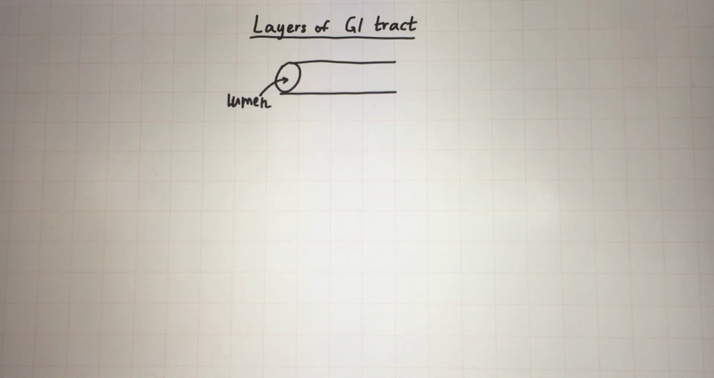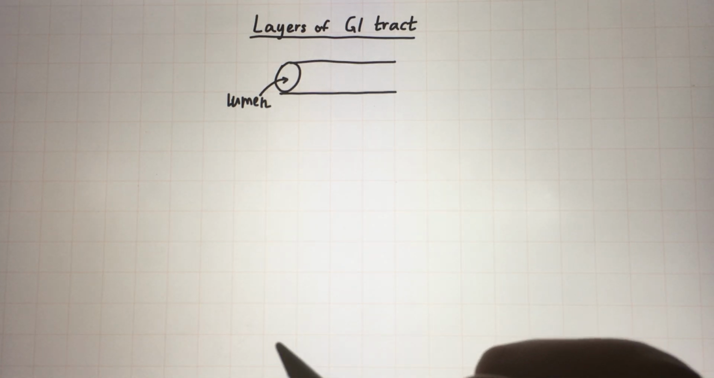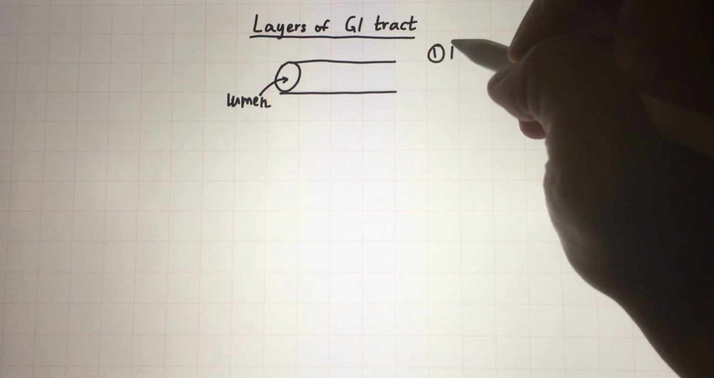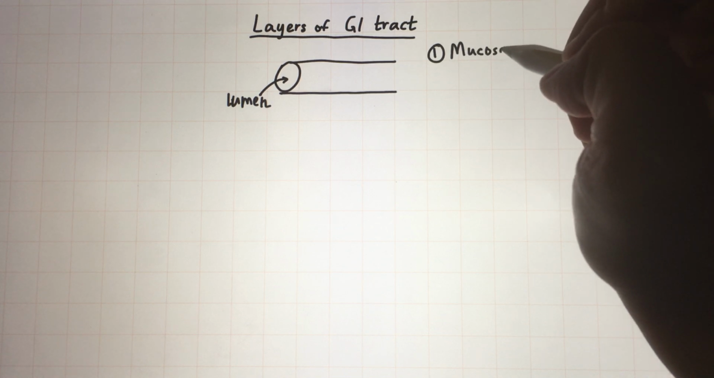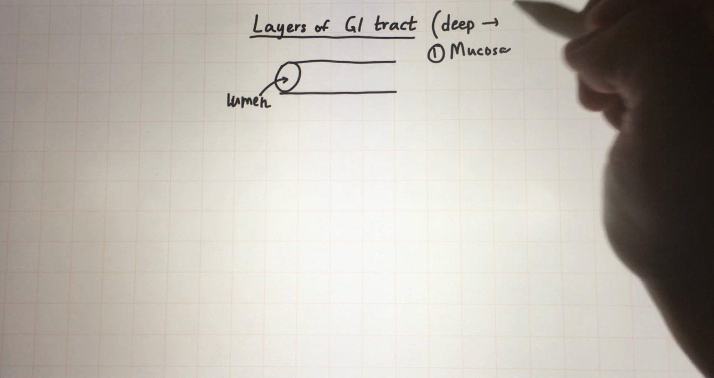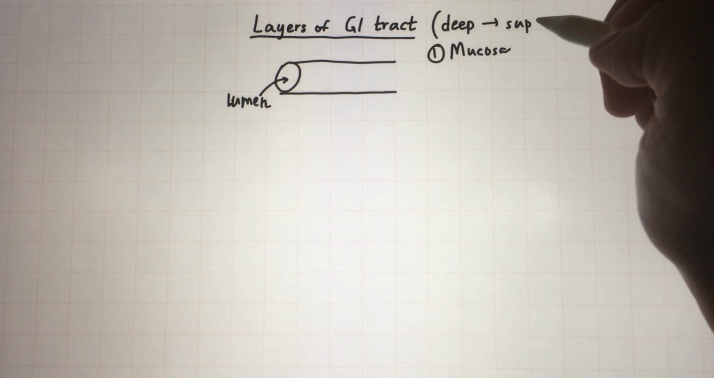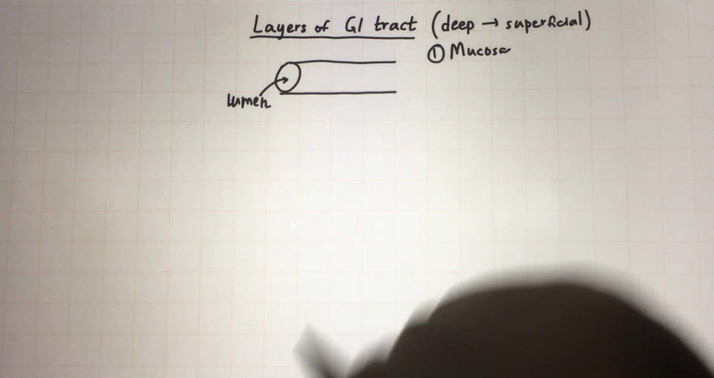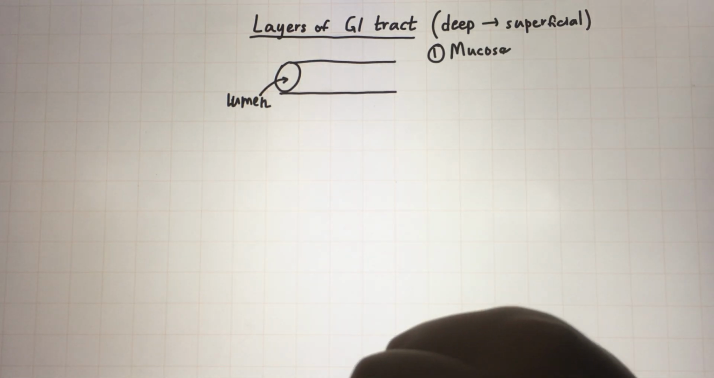So inside of the esophagus, inside of the stomach, inside of the intestines, all of that space is called the lumen. If we start from the lumen, that's the deepest portion of the intestine, the layer that lines the lumen is called the mucosa. This is going to go from the deep base layer to the superficial, moving closer to the surface. This is what the walls of the GI tract are made out of. So the first layer is called the mucosa.